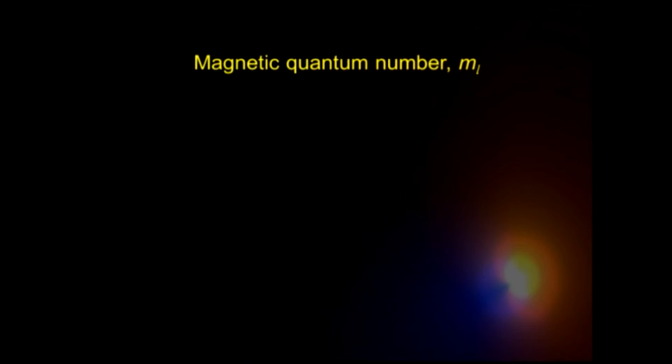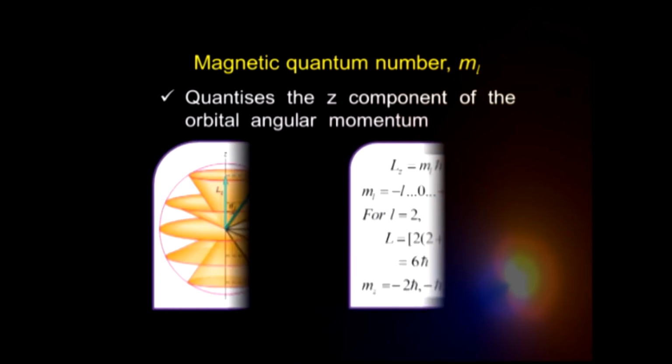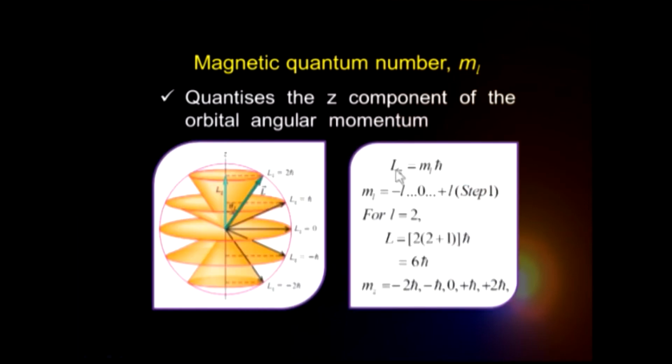The third quantum number is the magnetic quantum number, or ml. m depends on the value of L, so it is given as a subscript of L there. And this quantizes the z component of orbital angular momentum. Let's take an example to understand. The expression here is that Lz is equal to ml into h cross.